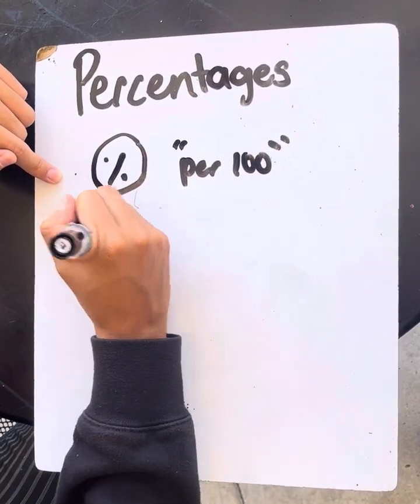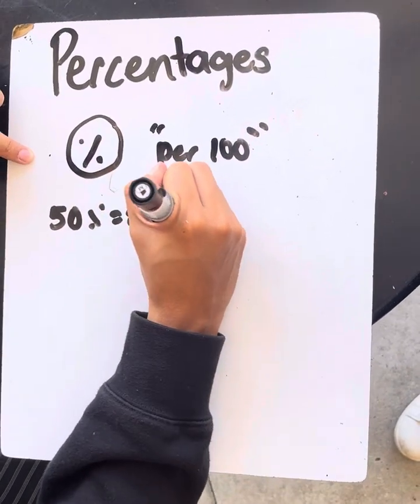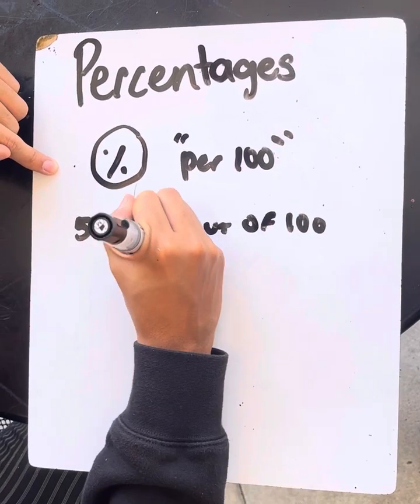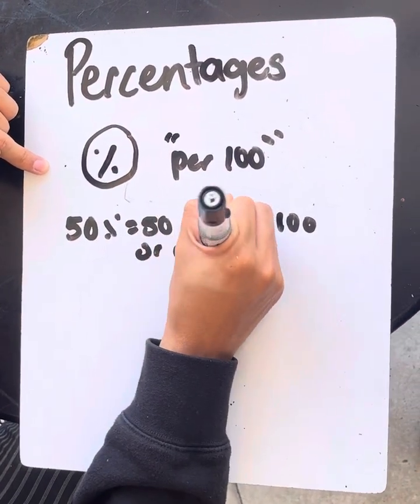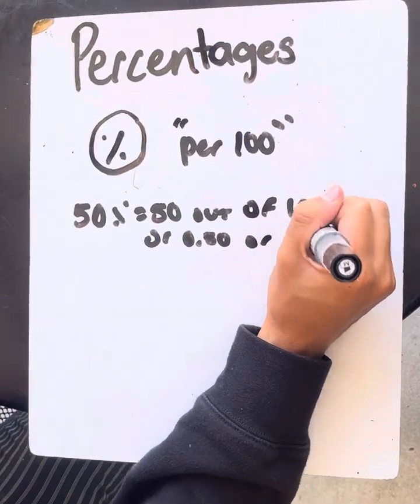So 50% equals 50 out of 100, or 0.50, or 1/2. So now let's work with examples.